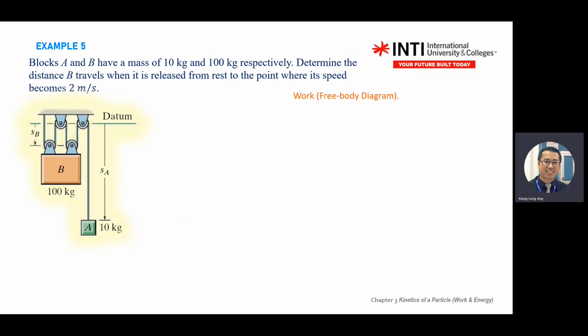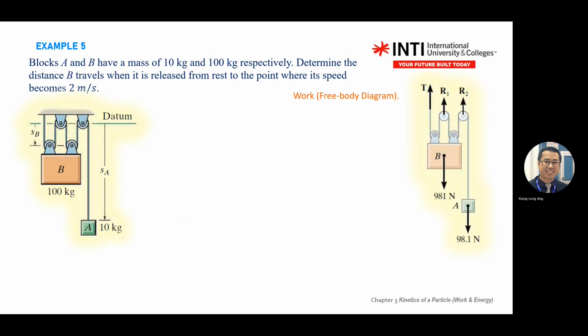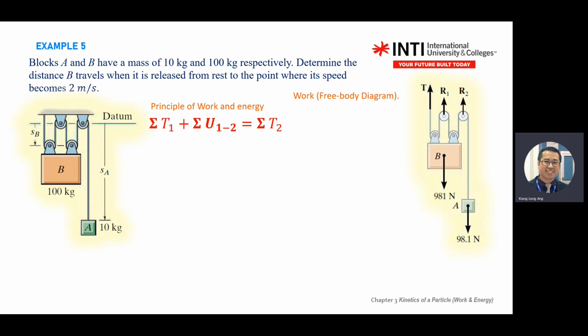Okay, so first block AB, mass 100 kilogram. So B is 100 kilogram, A, and then determine the distance B traveled when it is released from rest to a point where speed becomes 2 meters per second. You drop B, A will go up, right? So you need to prove the relative motion using total length, and then time differentiate. You draw the free body diagram. That's what you see on the screen here. I will skip all the derivation, but I'll give you the final answer.